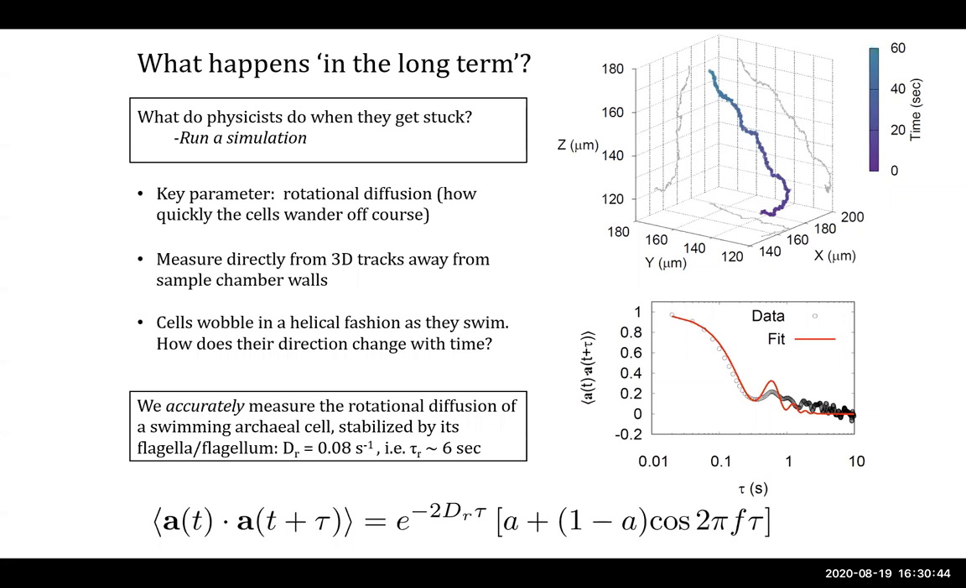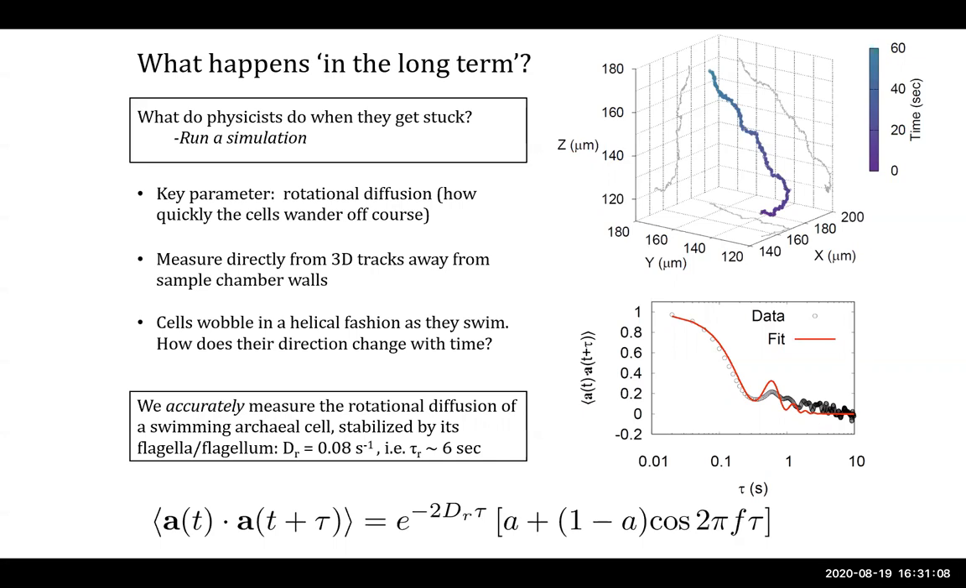So we're doing what physicists do when they get stuck, and we run some numerical simulations. What we've already obtained are the swimming speeds and the run duration of cells, and what we don't have is the rotational diffusivity. So we need to measure how quickly the cells wander off course. We can do this using the 3D tracking data we've got.